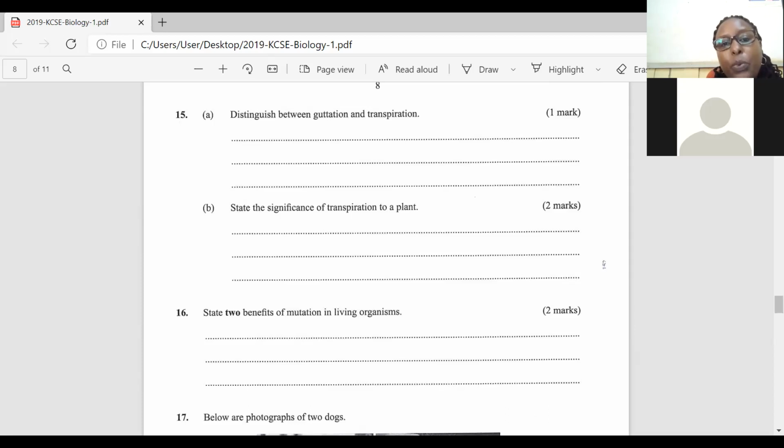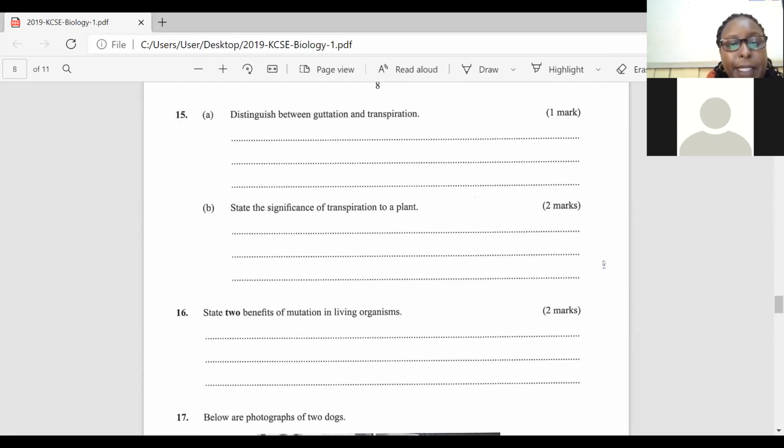Again, I repeat, we don't have scoring alone for guttation if it is correct and not correct for transpiration. If it is correct for transpiration and not for guttation, again, no scoring. The 1 mark is going to score when we do both. When you do both clearly, that is when you're going to have the scoring of 1 mark. Then we go to part B.